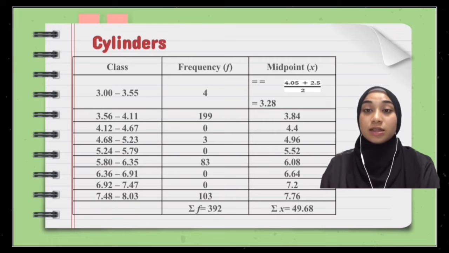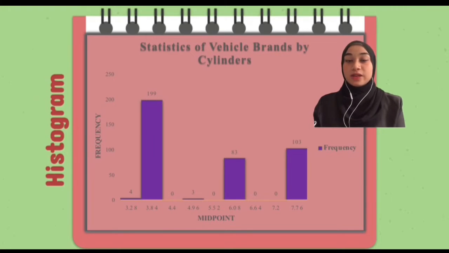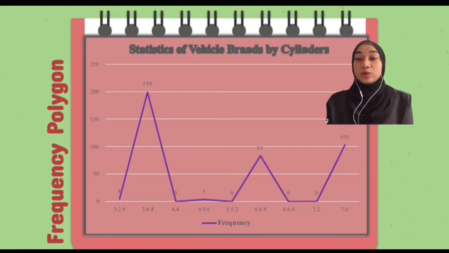Next, this is the class that we use to draw a histogram and frequency polygon for cylinder. The highest frequency in this graph is 199 and the midpoint is 3.84, and the lowest is 0 with 4 different midpoints, which were 4.4, 5.52, 6.64 and 7.2. All the bars are the same width since all the intervals are equal and continuous. Same for the cylinder frequency polygon. The highest is 189 and the midpoint is 3.84, while the lowest is 0 with 4 different midpoints, which were 4.4, 5.52, 6.64 and 7.2.